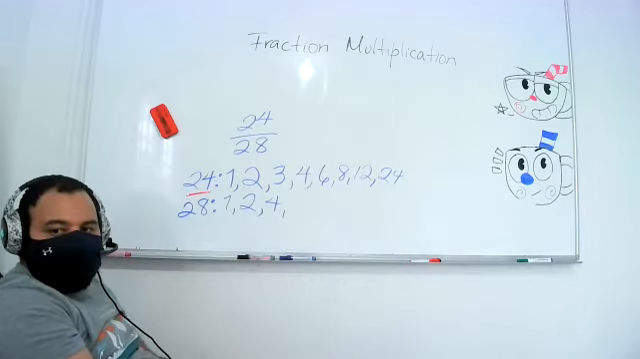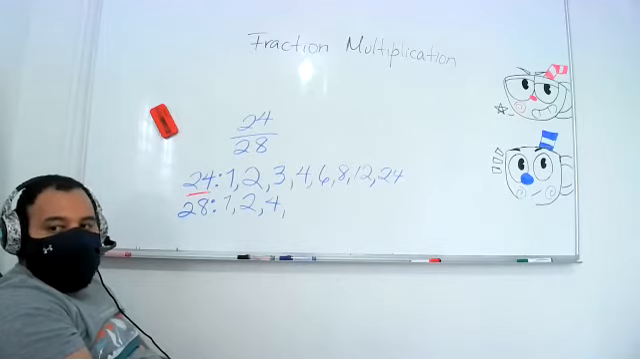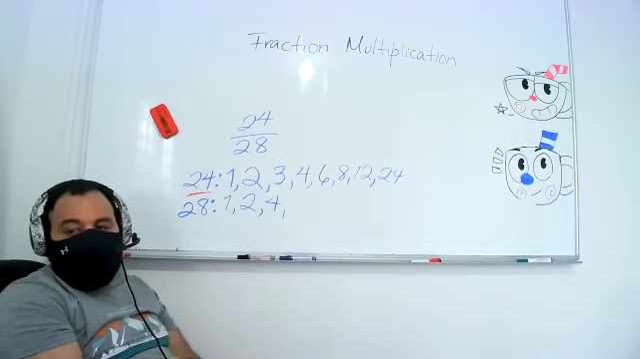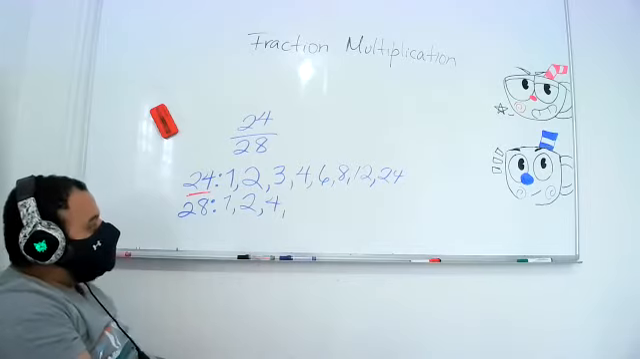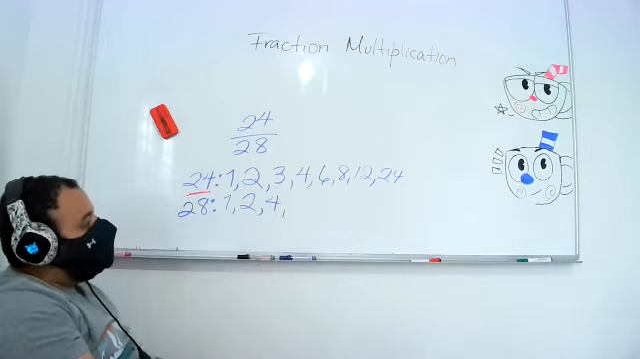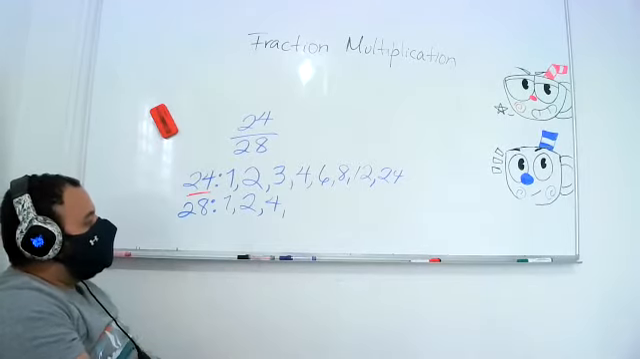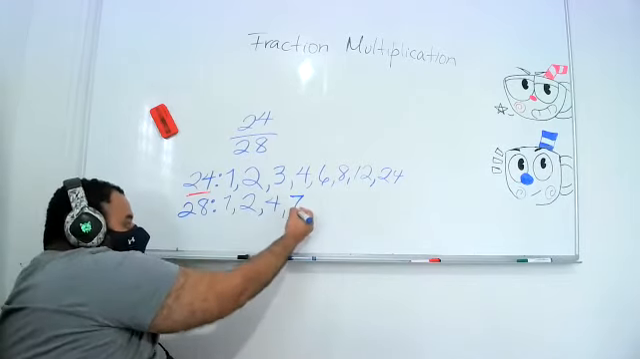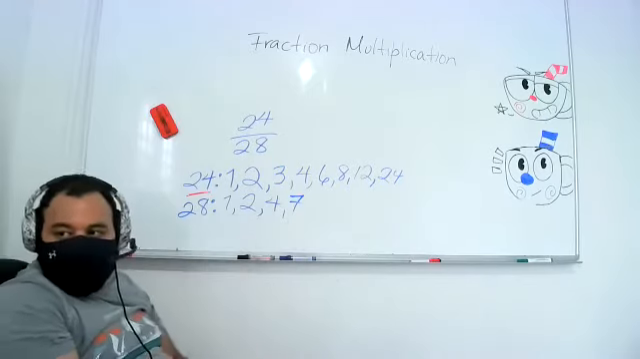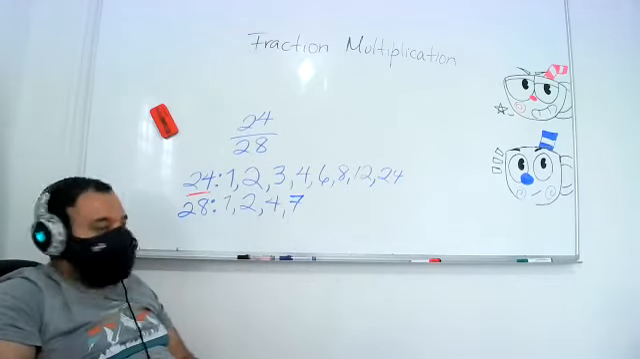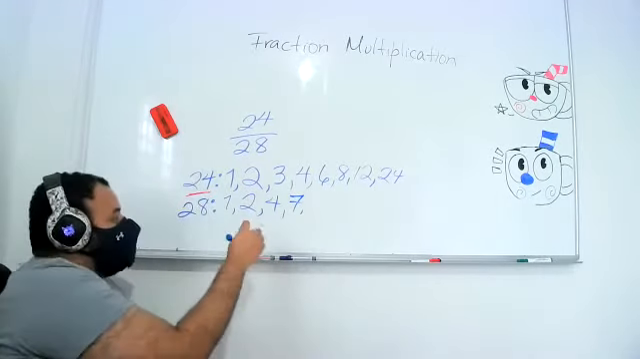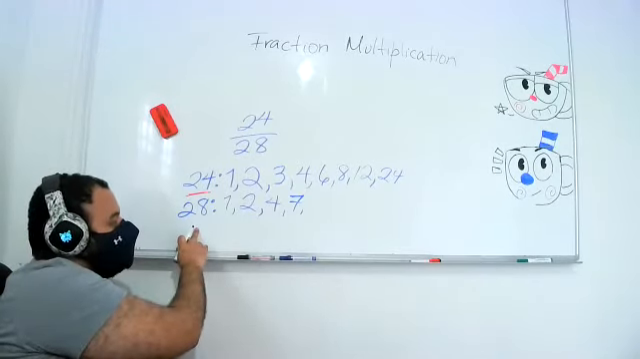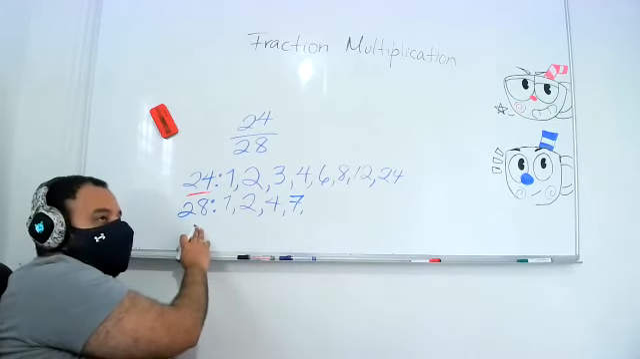What about 8? 8 times 3 is 24, and 8 times 4 is 32, so it's not an option. What about number 7? Because 7 times 4 is 28. 8 is not an option. 9, no, because 9 times 3 is 27. That's close, but it's not. 10 is not. 11 is not an option.